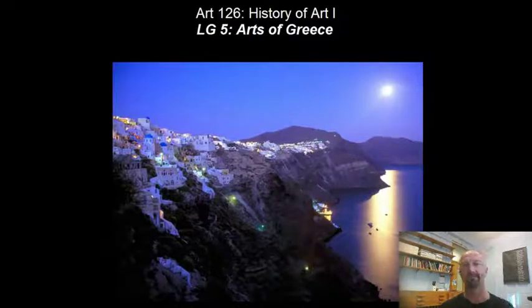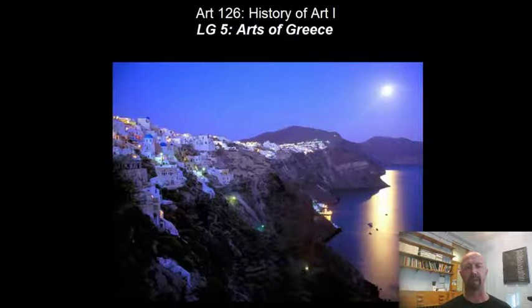Welcome to week 7, lecture guide number 5 on the arts of ancient Greece. This is going to be a fairly long lecture, just so you know, so it's going to be broken up into at least 2 parts along the way. We have to cover a time period from around 800 or so BCE all the way up until the 1st century BCE, with our focus being on the classical period of Greece, which is somewhere between 480 BCE and the middle of the 4th century, so the middle of the 300s BCE.